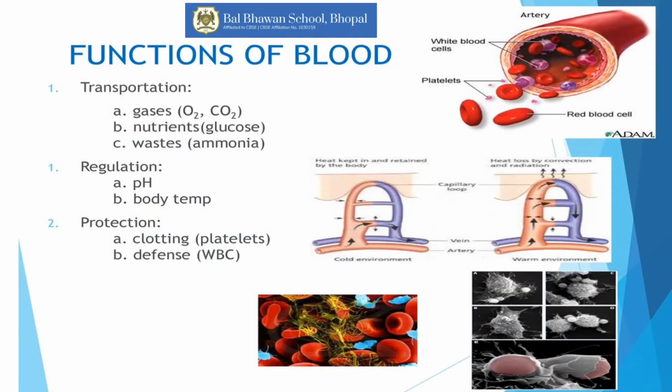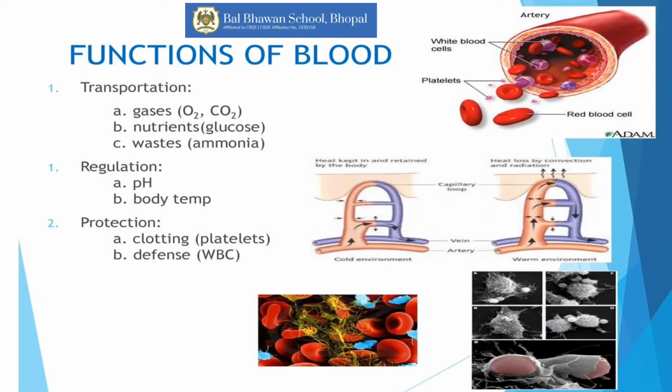Now, children, let us quickly discuss functions of blood. There are three main functions of blood. First is transportation. What are the things which are transported by blood? These include three things: gases, that is oxygen and carbon dioxide. Oxygen which the cells take in and carbon dioxide which the cells give out. Both of them dissolve in blood and then they move out of the body.